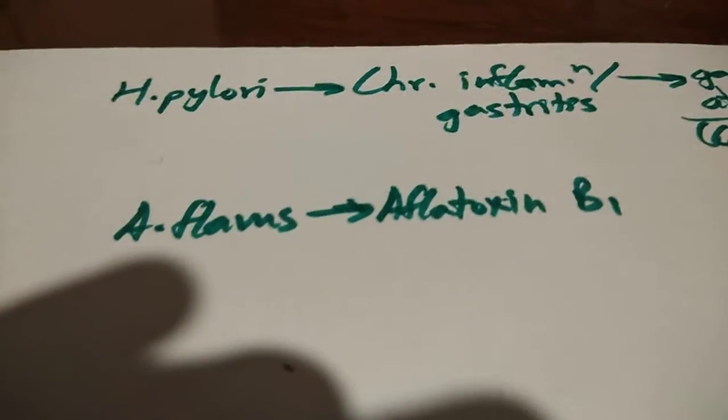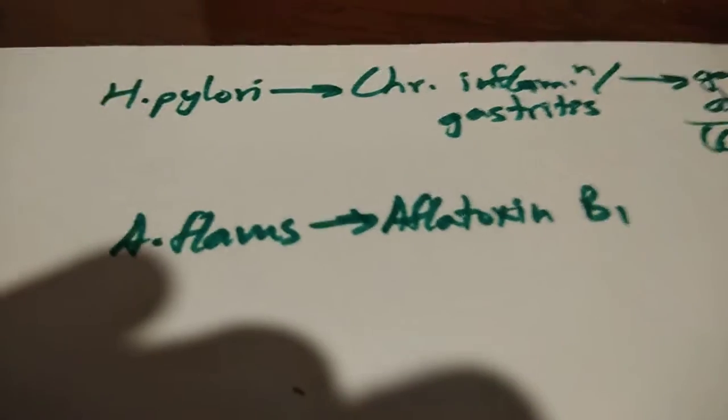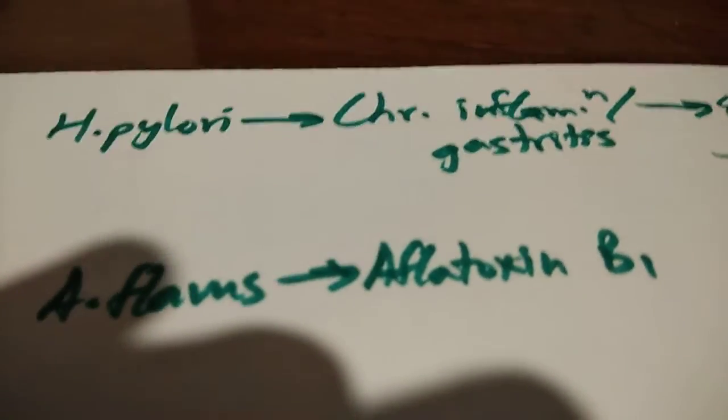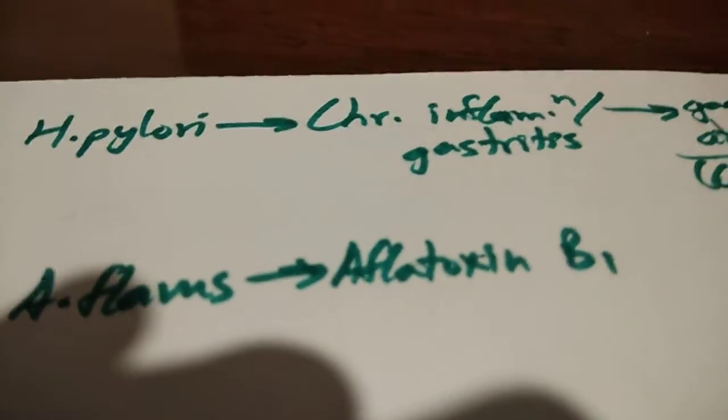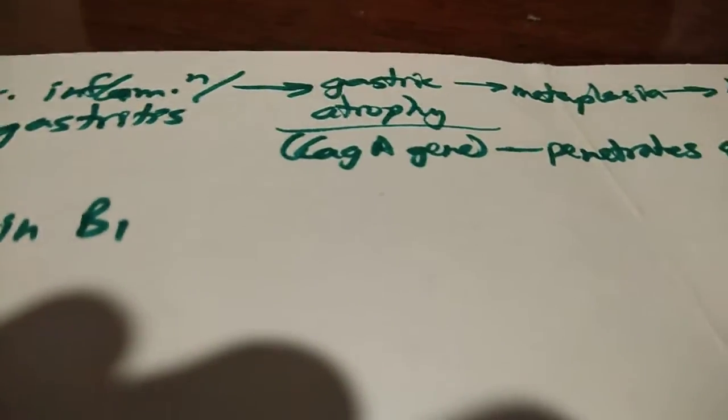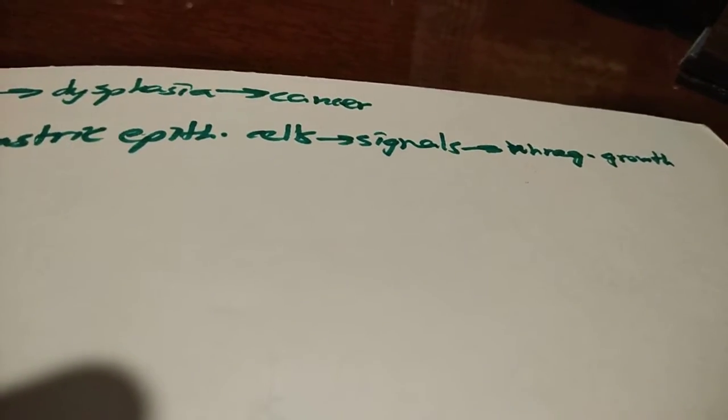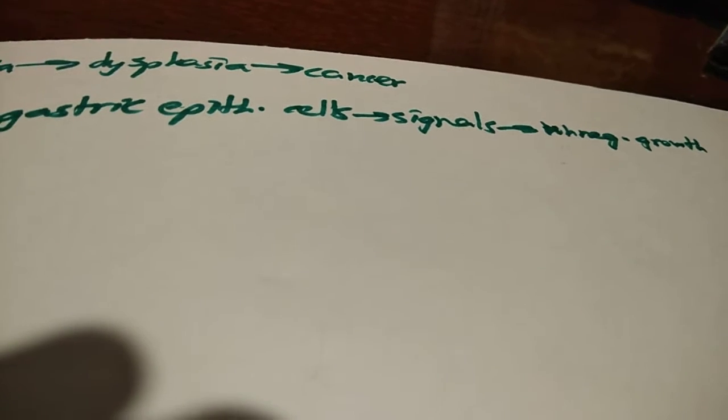Okay, let's see. Aspergillus flavus, aflatoxin B1. Yeah, it's a potent carcinogen. This is why you should probably avoid canned peanuts and canned meats. H. pylori causes chronic inflammation, or gastritis. There's gastric atrophy, then metaplasia, dysplasia, and cancer. Right? Basically, it has something called a CagA gene, which enables it to penetrate the gastric epithelium cells, and then it produces its own signals for unregulated growth. Right? Pretty smart bacteria.